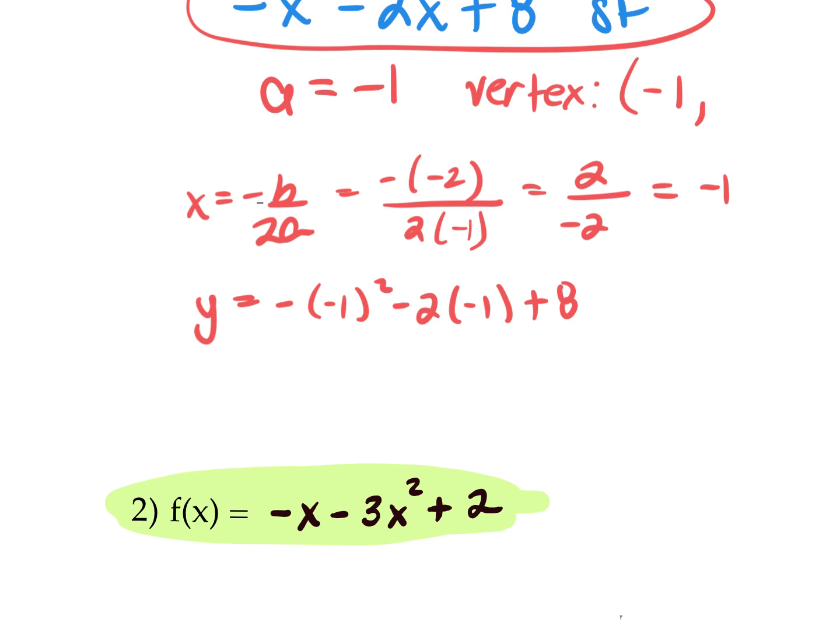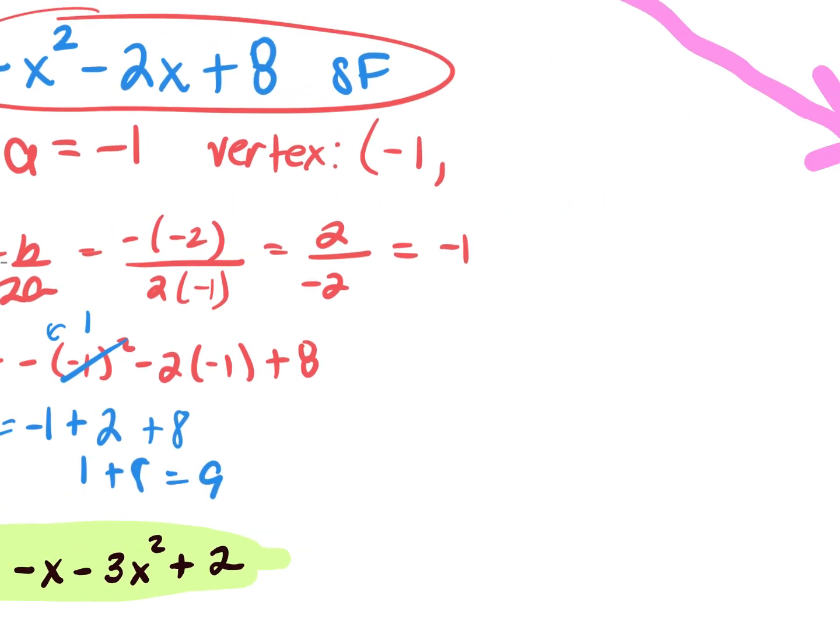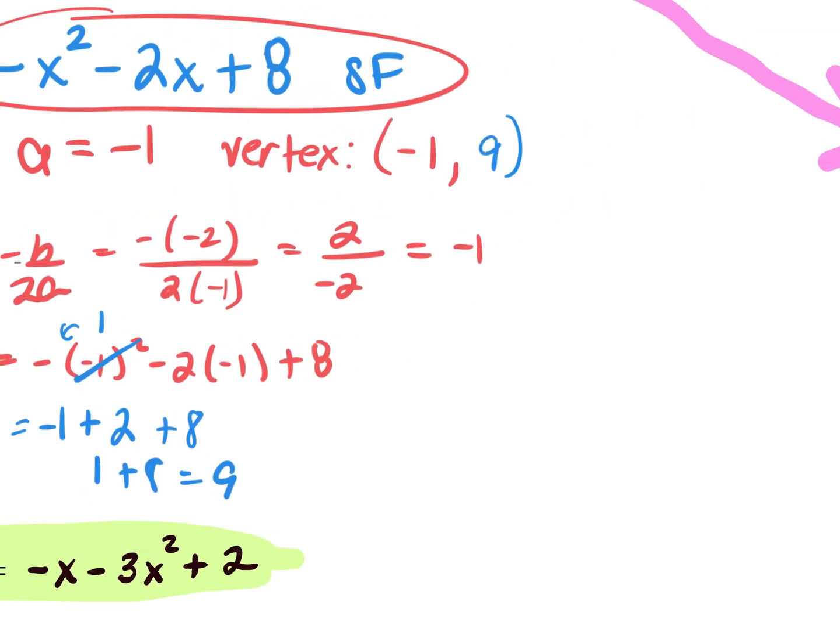So when I am simplifying here, I square negative 1 first. What is negative 1 squared? 1, and then there's that negative that is out in front still, so it's negative 1. What's negative 2 and a negative 1? Plus 2, and then I have plus 8. So negative 1 plus 2, guys, is 1, plus 8 is 9. So your vertex is at negative 1, 9.